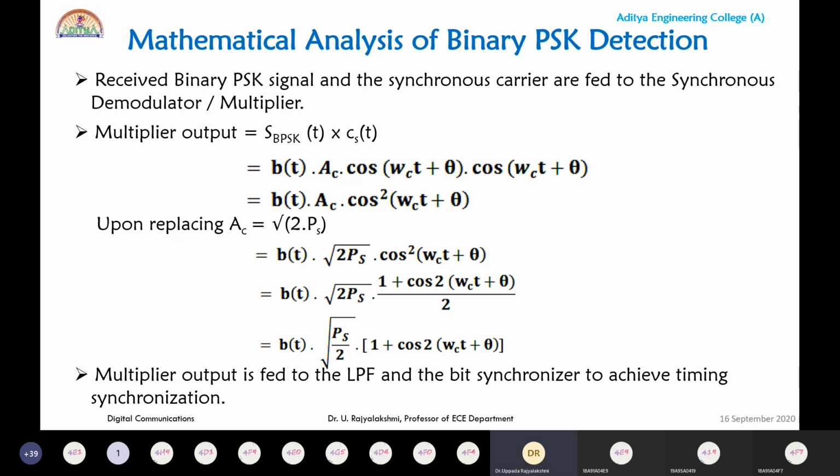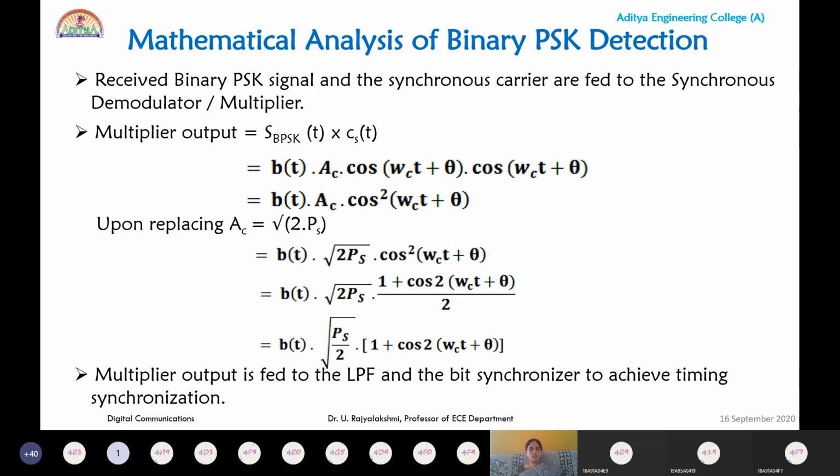What is the expression for the synchronous carrier? cos(ωct + θ). If you multiply those two, you will get the output as b(t) into Ac into cos²(ωct + θ). Now replace the amplitude of the carrier in terms of power dissipated per symbol as root 2Ps. So you will get b(t) into root 2Ps into the same cos²(ωct + θ). Once again, replace cos²(ωct + θ) as (1 + cos 2(ωct + θ)) divided by 2.